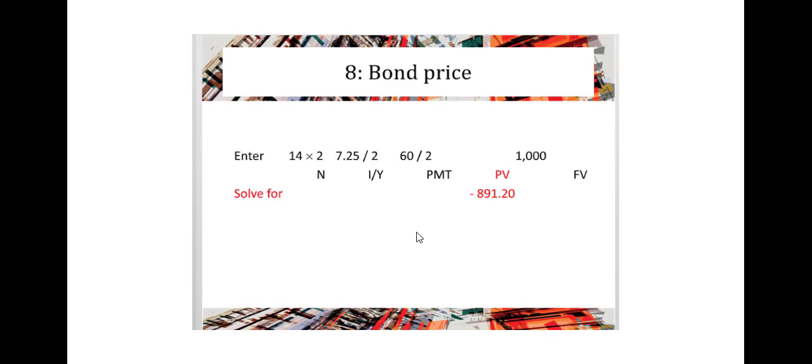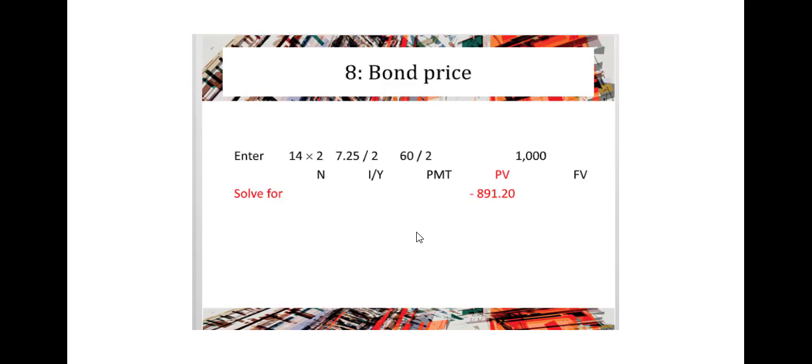So you can see on the slide the number of time periods, the interest rate, and the coupon payments must all be expressed in semi-annual terms. Thus, there are 28 time periods. The rate per period is 3.625%, and each coupon payment is $30.